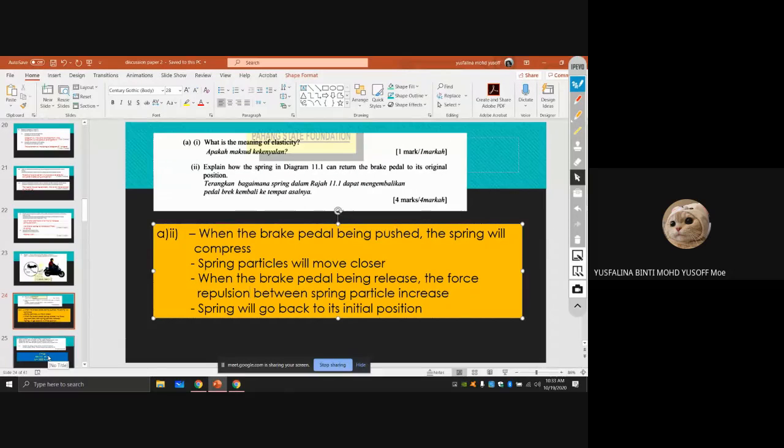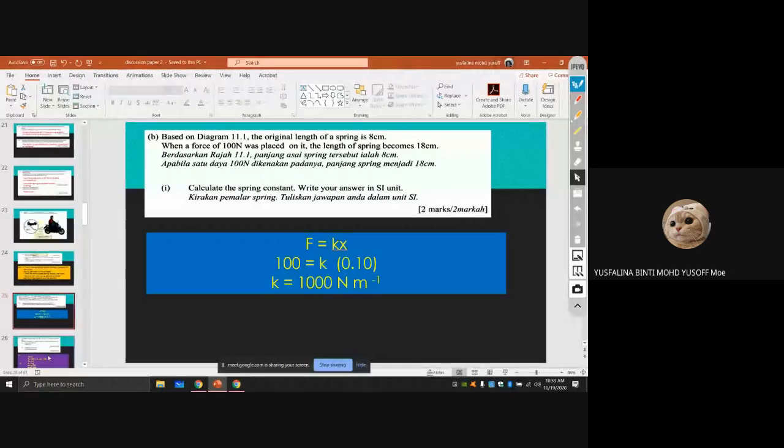Okay, next one. This one is based on diagram 11.1. The original length of the spring is 8 cm. When a force of 100 Newton is placed on it, the length of the spring becomes 18 cm. Calculate the spring constant, and write your answer in SI units, which means you have to change to meter. So F equals Kx. The F is already given, 100 Newton. The K you want to find. The original length is 8 cm, but when you put the 100 Newton force, it becomes 18 cm. So x is the extension.